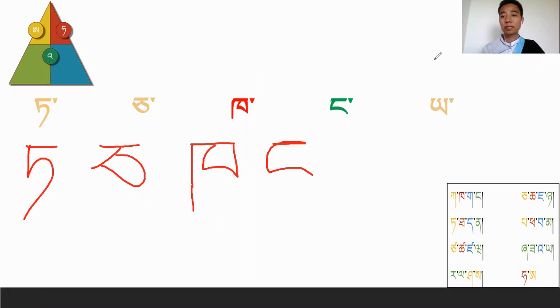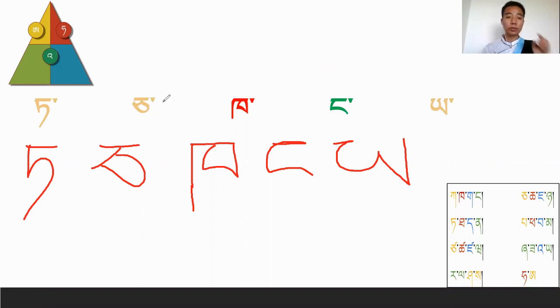Then the fifth one is ya. It's a high tone. How to write ya is also very easy. You can write it like this. It goes like this, then next, here 2 steps. This is ya. That's it.